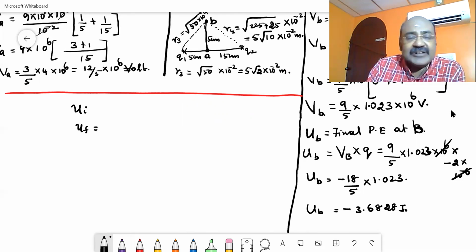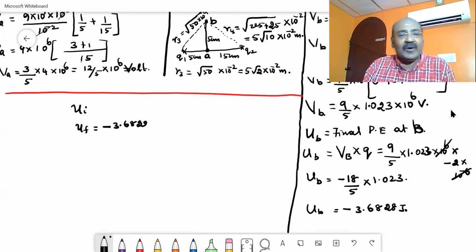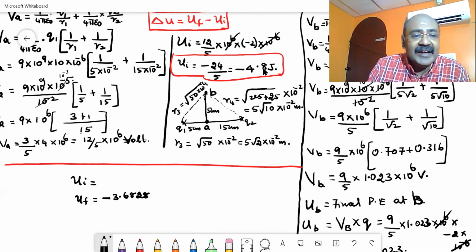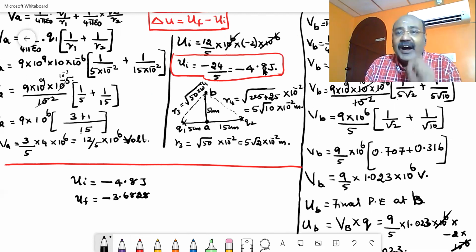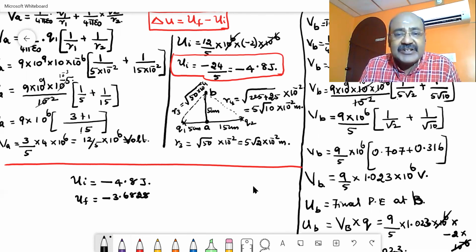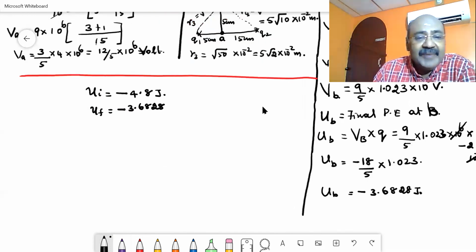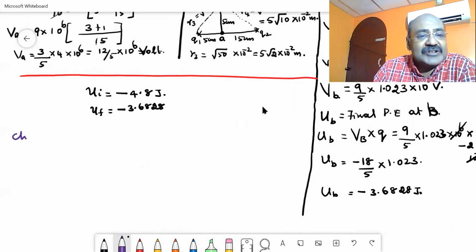Final potential energy is minus of 3.6828. What is the initial potential energy? Initial potential energy we have calculated here. What is that value? Minus of 4.8 joules. Here we have calculated it as minus of 4.8 joule. What are we in need of? We are in need of the change in potential energy. So let us calculate the change in potential energy.